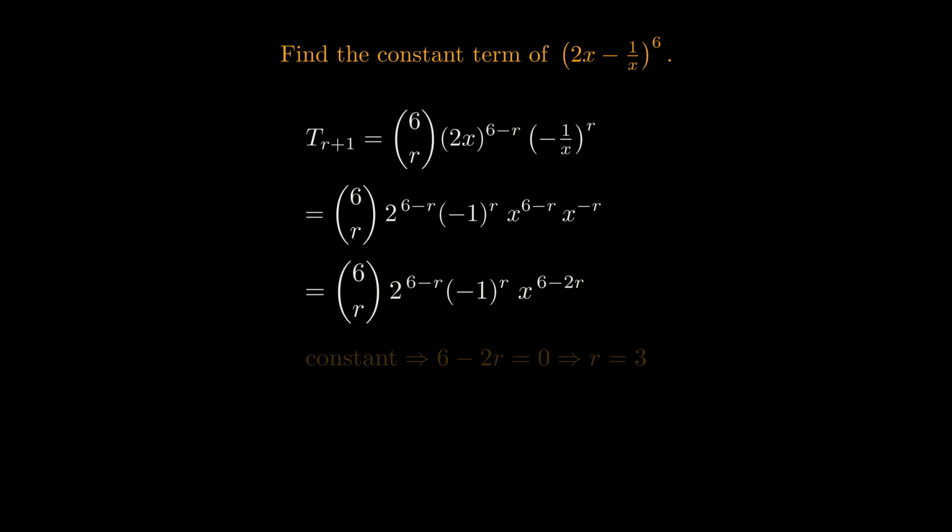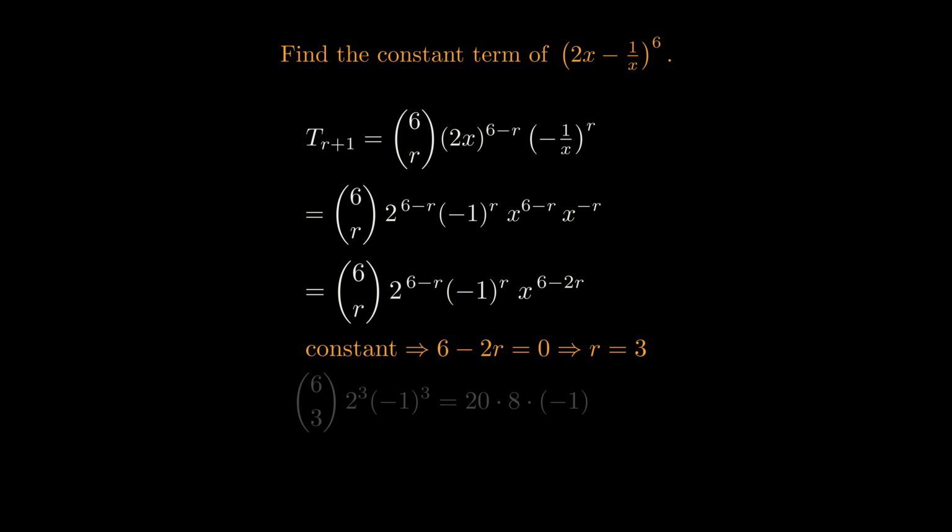For a constant, that exponent must be 0. So 6 minus 2r equals 0, giving r equals 3. Put r equals 3 back in. 6 choose 3 is 20, 2 cubed is 8, and minus 1 cubed is minus 1. 20 times 8 times minus 1 is minus 160. So the constant term is minus 160.